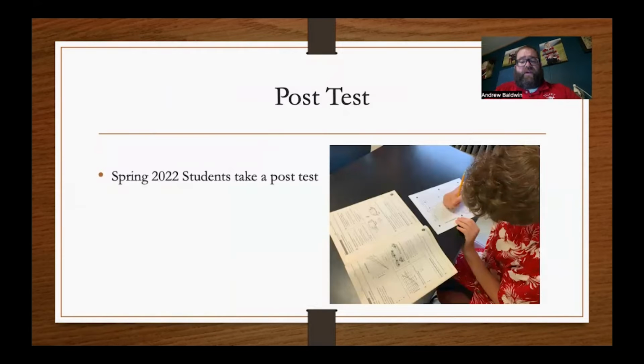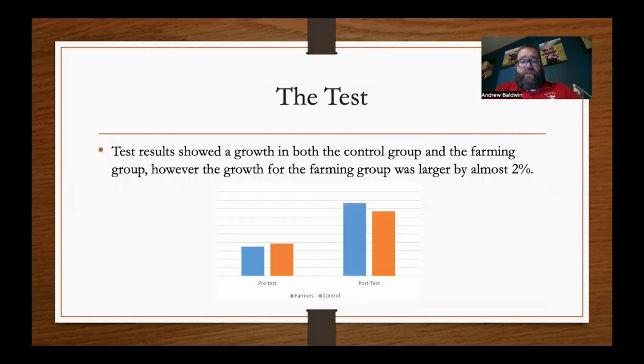The post-test, which came up recently, was the exact same test, just a standardized test. We graded it, kept track of the grades, and the control group took a test, and so did the farmers. Test results showed a growth in both the control group and the farming group, which is going to happen. A couple of reasons. One reason is that the kids all saw the material once before, and not only that, they may be able to reactivate some of that prior learning, or they may see that in the classroom during the school year. So they kind of have it on their mind already.